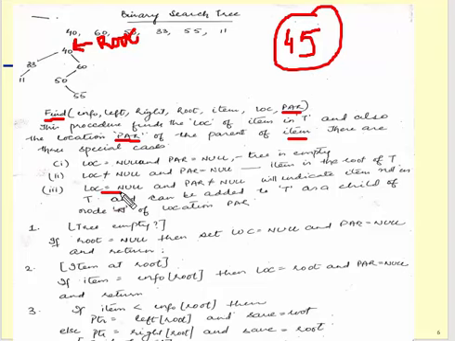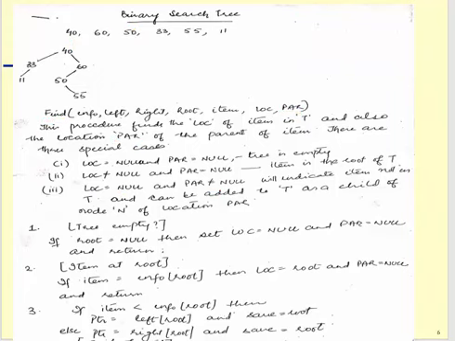Third case is if location is null but the parent is not null. What's the meaning of this? Suppose I want to search for, I'm again taking this. Suppose I want to search for 45 from this tree.